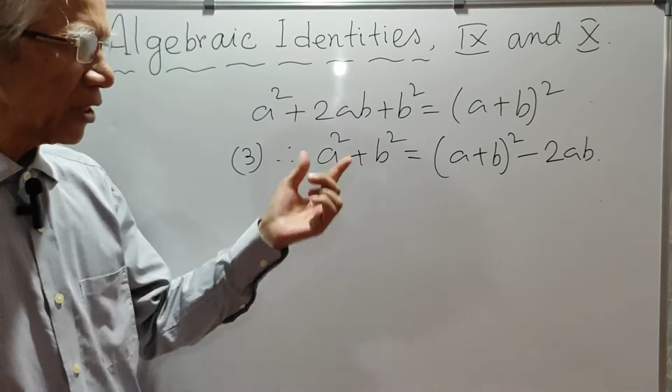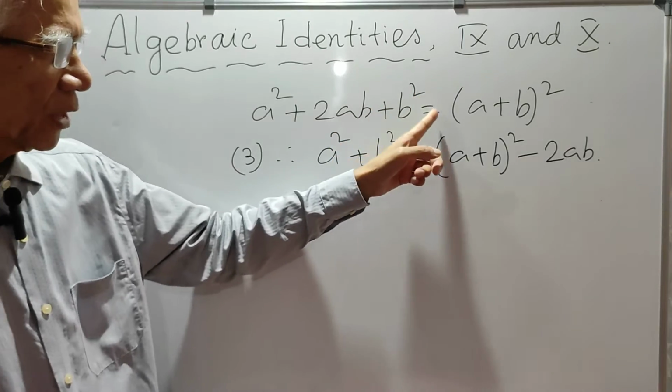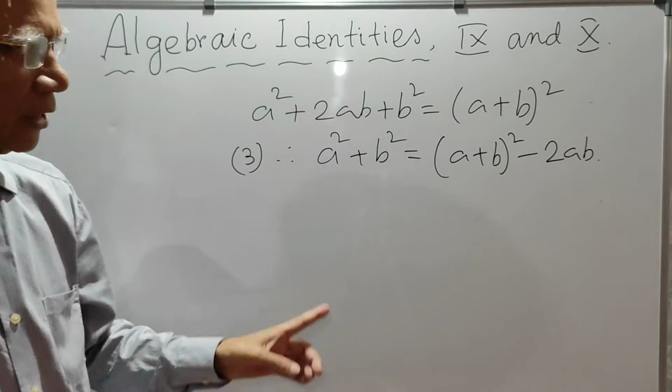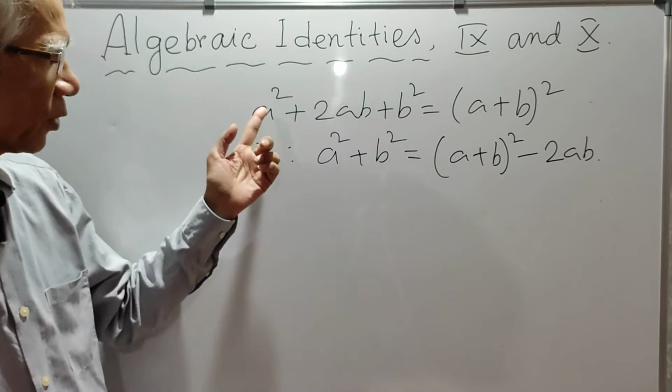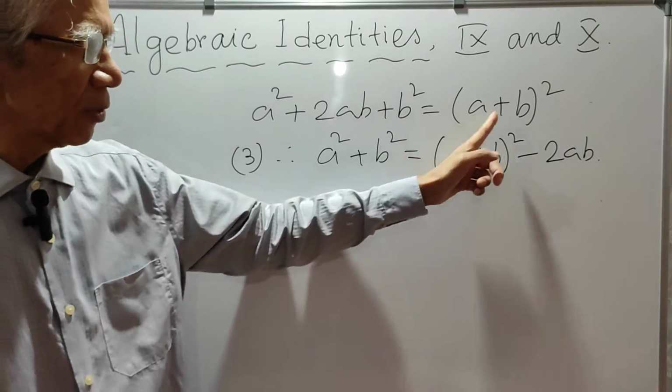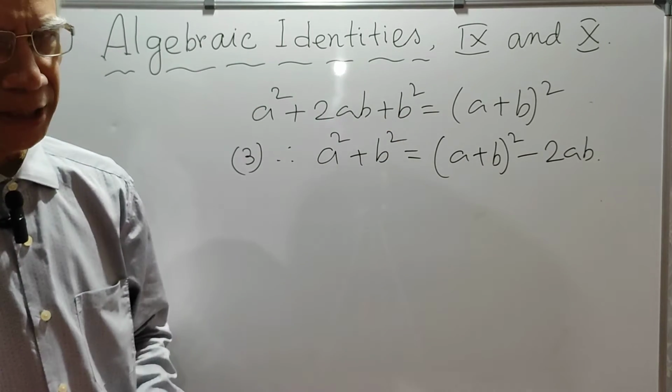Now this is a derived identity from the first identity. So A square plus twice AB plus B square equal to A plus B whole square, that is the first identity. Now twice AB you take to the other side, so it will become minus twice AB. So A square plus B square is equal to A plus B whole square minus twice AB. So this identity is obtained from the first identity.